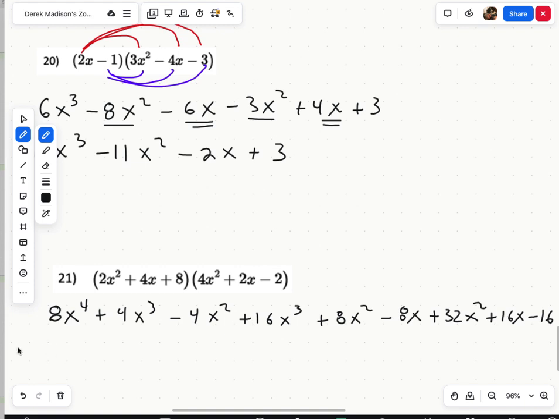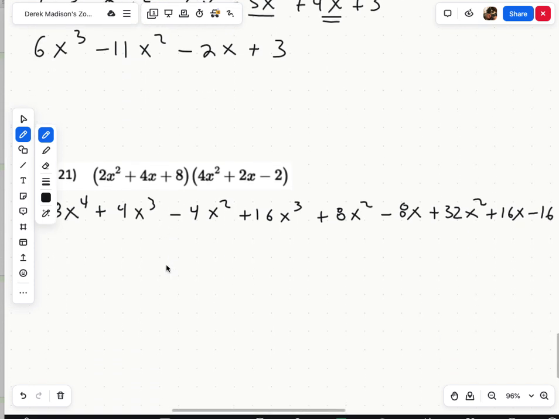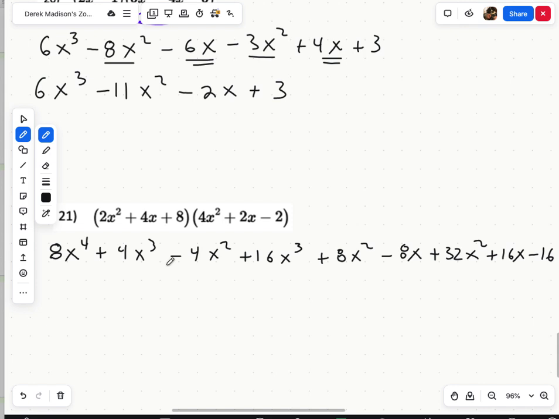So let's combine our like terms. Let me scoot this up a little bit. That's the only fourth, so we'll go 8x to the 4th. There's a cube, there's a cube. That is all my cubes, so I'll be at 20x cubed. For squared terms, I got minus 4x squared plus 8x squared plus 32. So 8 and 32 would be 40, minus 4 should be 36x squared.